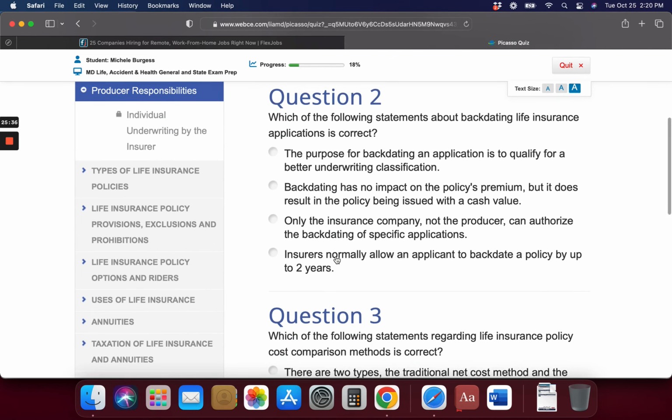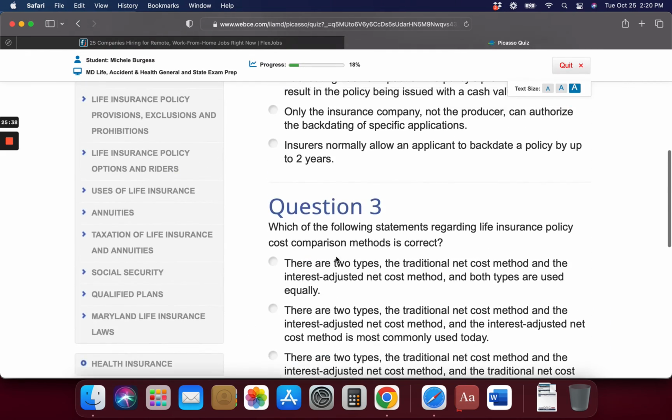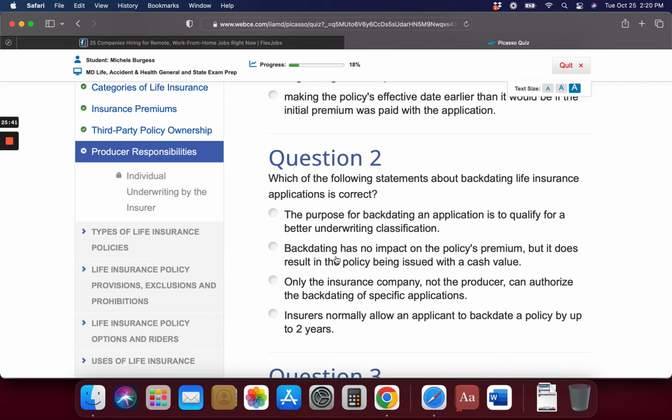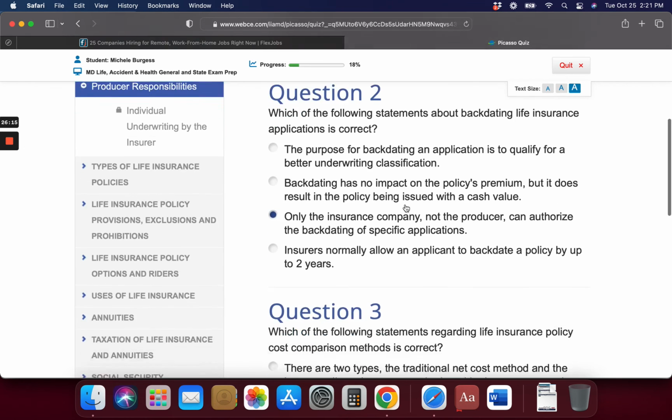I don't know. All right, how many questions do we have here? Just 4. Okay. Which of the following statements about backdating life insurance is correct? Is to qualify for better underwriting classification. Normally, an applicant can backdate up to 6 months, not 2 years. Only the insurance company, not the producer, can authorize the backdating. That might be true. I'm not sure about that. Let's go with that.